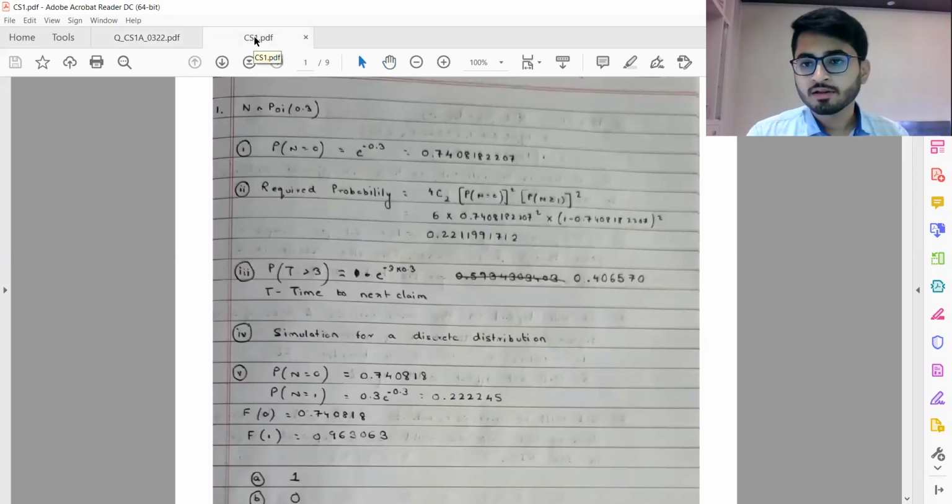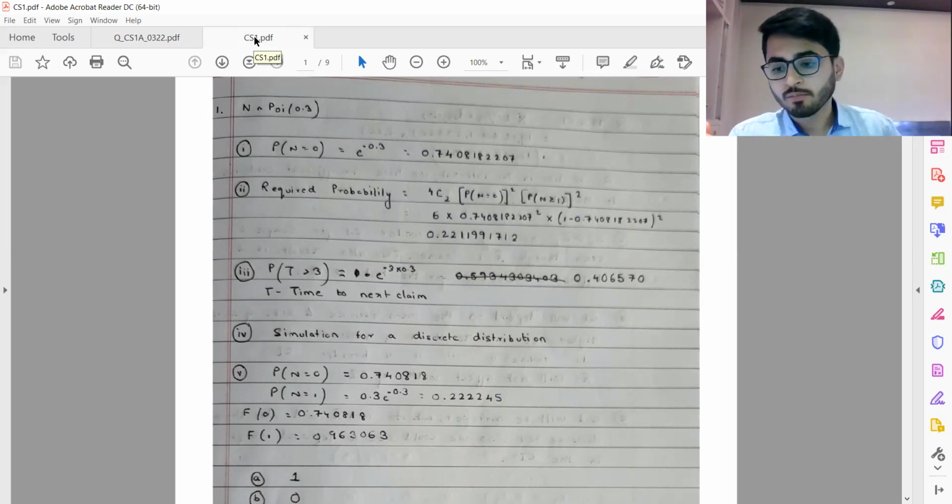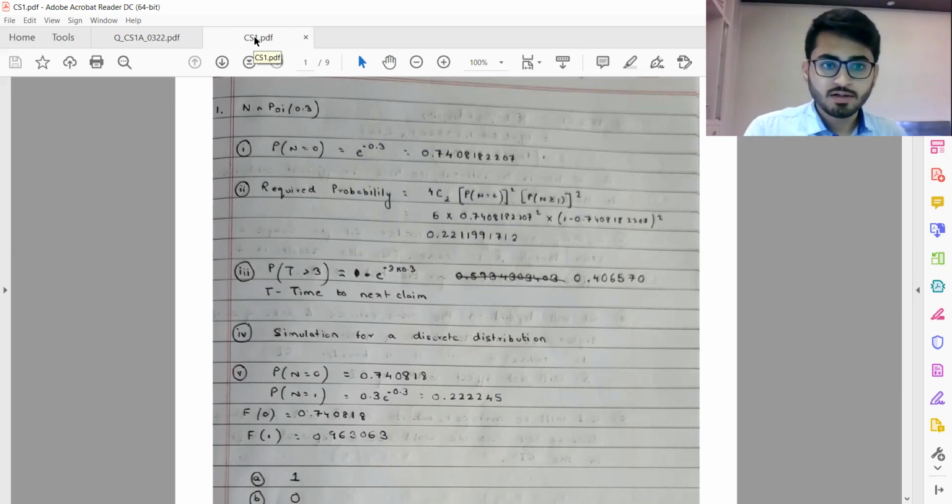Either you could model it as a binomial, wherein my parameters would be 4 comma p, where p is the probability of 0 claims. So I'm looking for the probability that N equals 2, that is, in exactly 2 years I want 0 claims. Alternatively, we could do it logically, the way I have done it. In 2 years I need 0 claims, in the rest 2 years I need more than 0 claims.